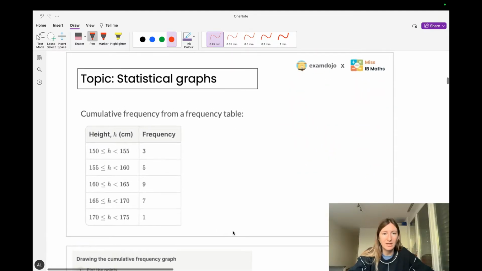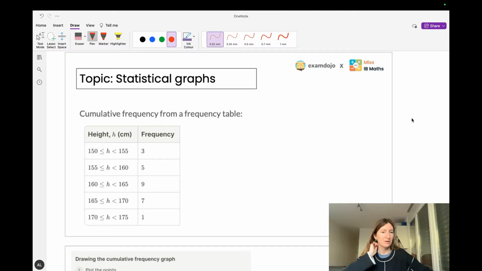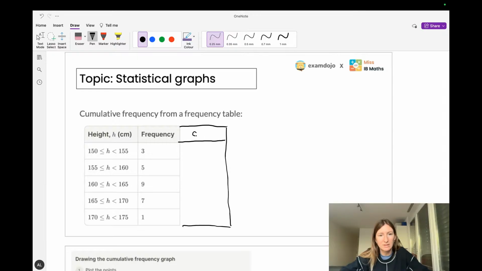All right, so then we have cumulative frequency graphs. So we're going to be drawing cumulative frequency graphs or reading information from cumulative frequency graphs. A question can often give you a table like this, and they will give you another column, usually that you can just write on the exam paper. You have to add your cumulative frequency column. So I'm just going to call that CF for cumulative frequency. So here we have the intervals of the heights. This is all going on the x-axis.